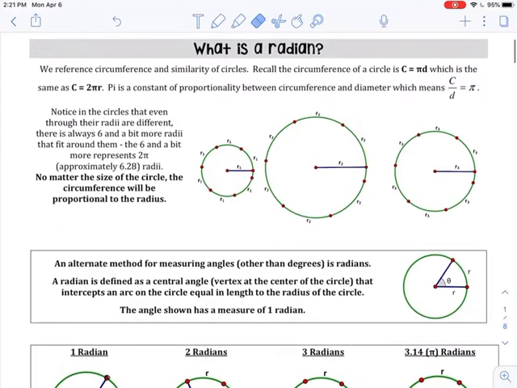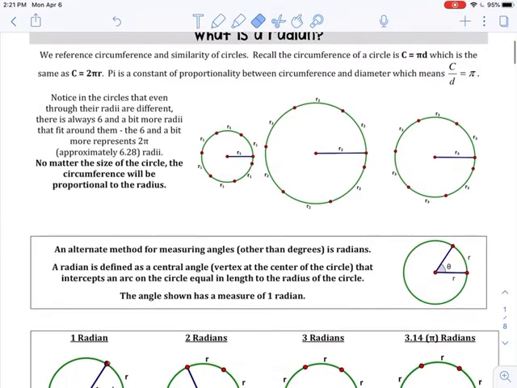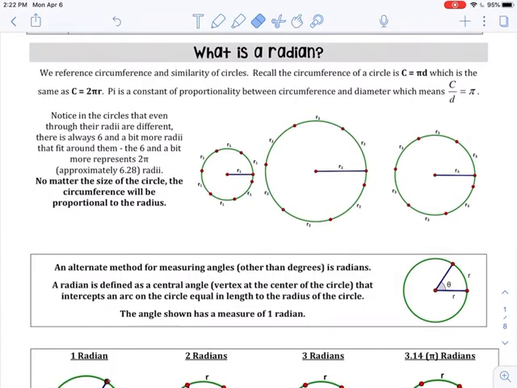All right. What we're looking at on day 15 is: what is a radian? So I think you guys should have done a Desmos activity yesterday that hopefully helped you understand this a little bit. But these are the notes that fit within there. When we reference circumference and the similarity of circles, recall that the circumference of a circle is circumference equals pi times diameter, which is the same as circumference equals 2 pi r. Pi is a constant of proportionality between circumference and diameter, which means circumference over diameter is going to equal pi.